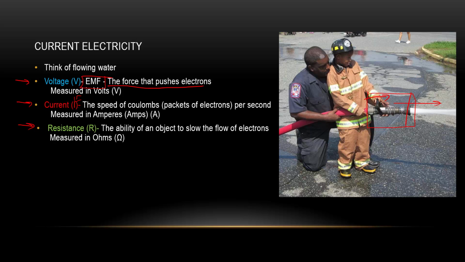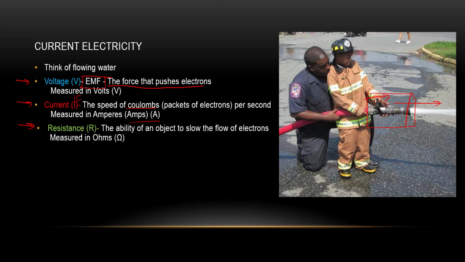Okay, and again, that's because Latin has I for current, I believe, and that's why they're different letters. All right, so the speed of coulombs, again, remember coulombs is like a teaspoon, but coulombs of electrons, a whole bunch of electrons per second, and that is measured by amps. Okay, so current is the measure of the speed of the water flow, or in this case, the electricity flow or electron flow. All right, so voltage is the force, that's the punch. Current is the speed, or how fast the water is moving.